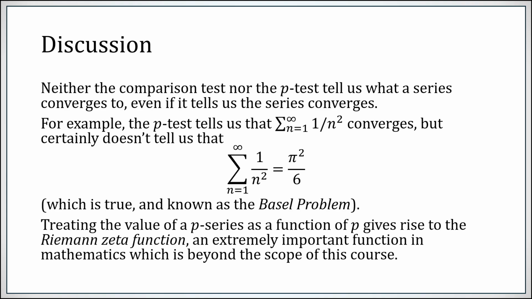Now, treating the value of a p series as a function of p means for any p larger than 1, the associated series converges, but to what? Call it zeta of p. That's the Riemann zeta function, which you may have heard of before, especially once you extend that to take non-real or complex values. It's an extremely important function in mathematics, specifically in number theory, although you wouldn't understand why just from seeing it in this series context. It's definitely beyond the scope of this course, and it's pretty weird and interesting that it has anything to do with number theory.